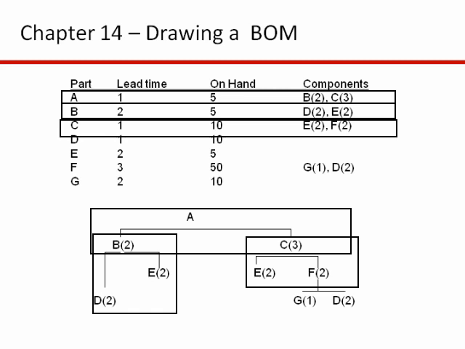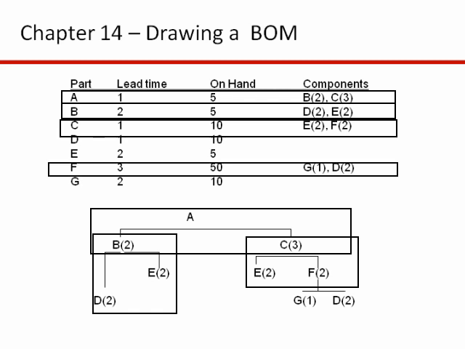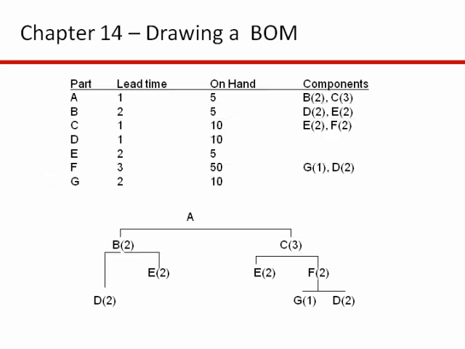You can see that D, E, and G have no children, but F does. F has 1 G and 2 D's, all right? So here we go, we have that one drawn, all right? So this would be an example of how you would draw a bill of materials from just giving a list of the components. Now, in terms of how to interpret this, again, we're doing these by level.